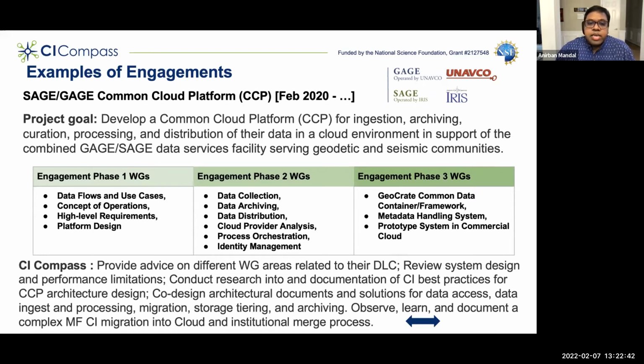And this is basically migration of both SAGE and GAGE large facility into a cloud environment in conjunction with an institutional merge of UNAVCO and IRIS, who manage the GAGE and the SAGE facilities respectively. So this was a much more involved engagement that we have done as a CI Compass activity. We have already completed 2 rounds of this engagement, 2 phases of this engagement, and right now we are in phase 3.